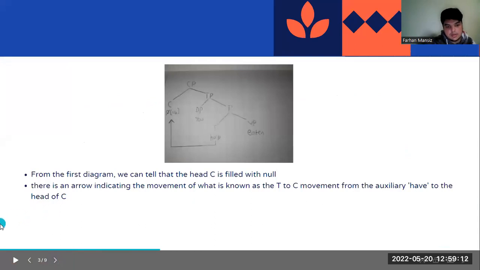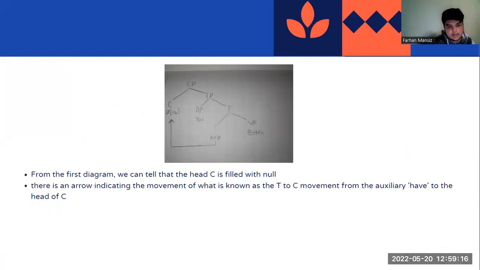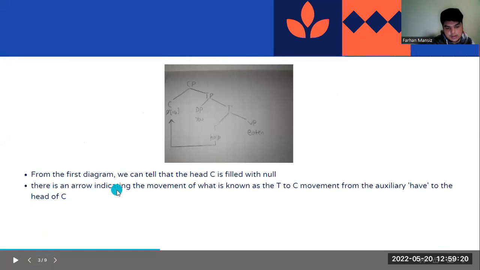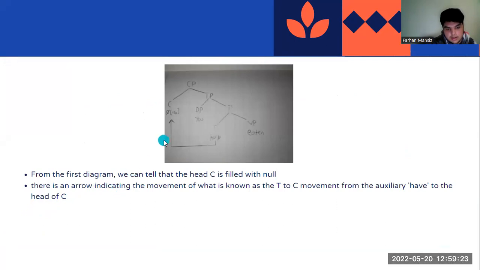So from this, we can see the diagram before there is a T to C movement. In the first diagram, you can tell that the head C in the position of CP is filled with null, and there is an arrow indicating the movement of what is known as the T to C movement, from the auxiliary head to the head of C in the position of CP.